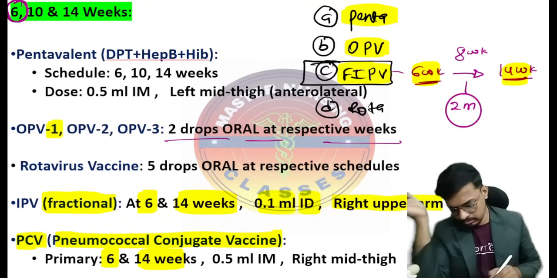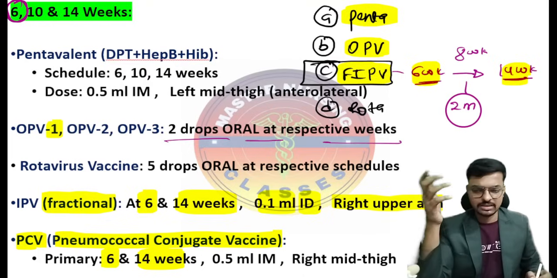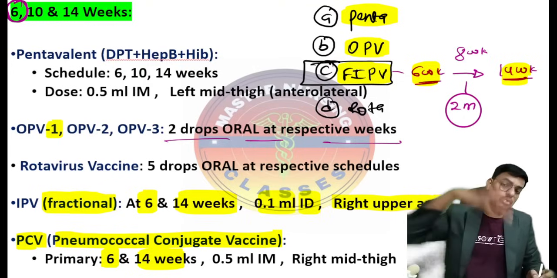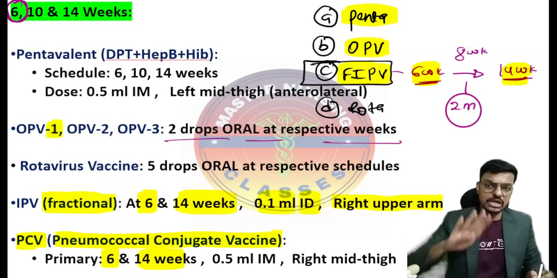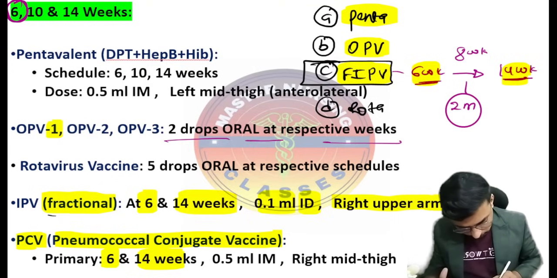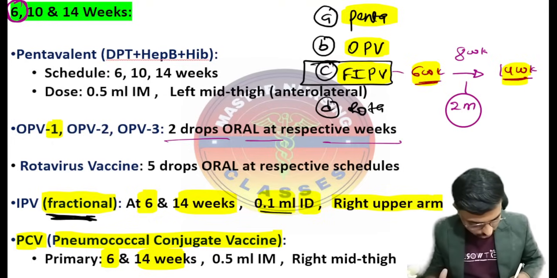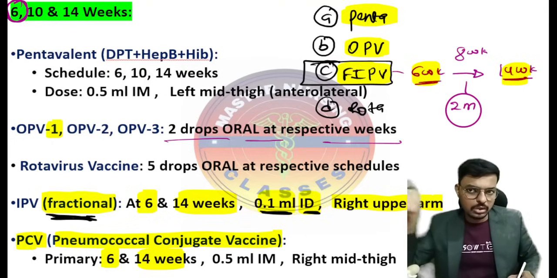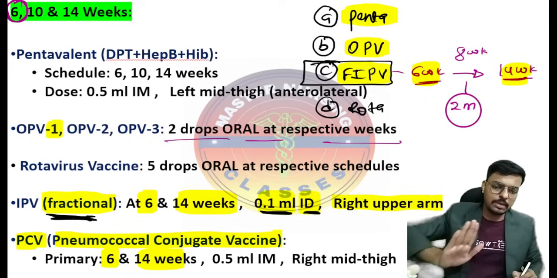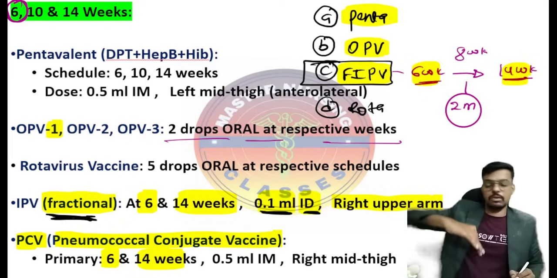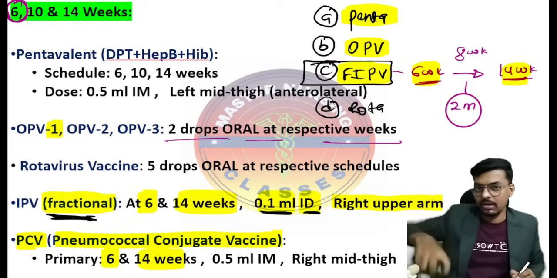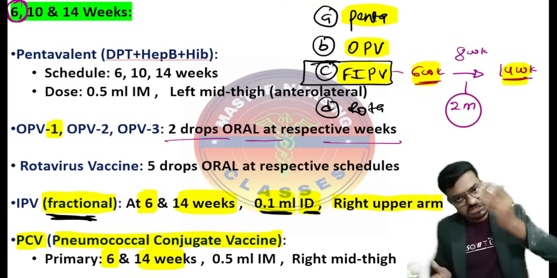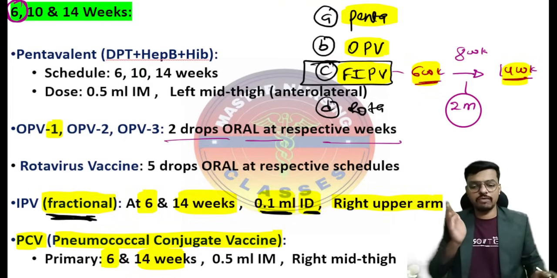After birth. Okay, so please remember previously there was only IPV, not fractional IPV, which we were giving by the IM route. Now in the national immunization schedule we are giving the fractional IPV, the 0.1 ml intradermal. Previously we were giving only IPV, the 0.5 ml intramuscular, the old one, and the new one included in the national immunization schedule is the fractional IPV.